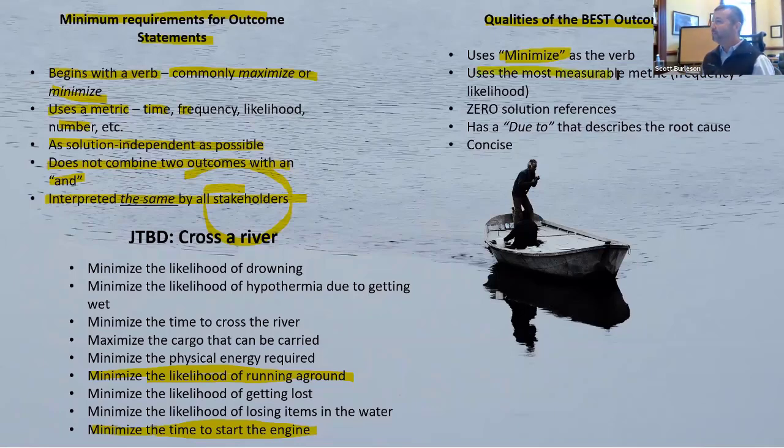Now, it turns out that some things are more measurable than others. Frequency is a more measurable thing than likelihood, for example. We do end up using likelihood a lot, often because we don't have anything very measurable. But when we're writing outcome statements, let's challenge ourselves to find something more measurable. I can always look at an outcome and think of how it might not be the best. I look at this one, maximize the cargo that can be carried. Is that the weight of the cargo? Is that the volume of the cargo? This outcome statement in my example could definitely be improved.